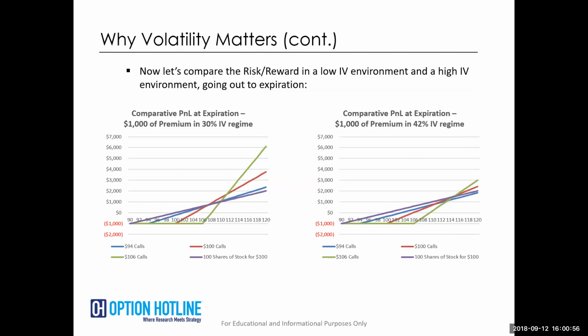Now, when I look at this in a 42% vol regime, that high vol regime I was talking about, my 106 calls, yeah, they outperform stock, but I'm only making $3,000 if I get it right. So instead of $6,000, $3,000. That is a huge difference. Less than half of the potential profit just by having implied volatility not priced favorably. The 100 calls basically look like stock. The 94 calls are actually worse than stock.